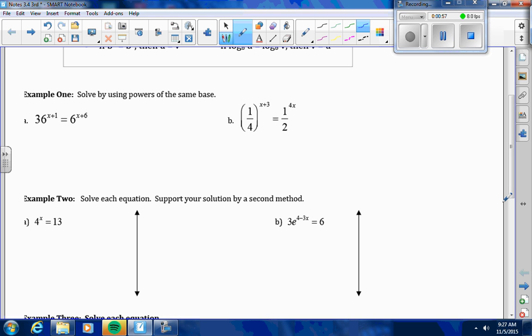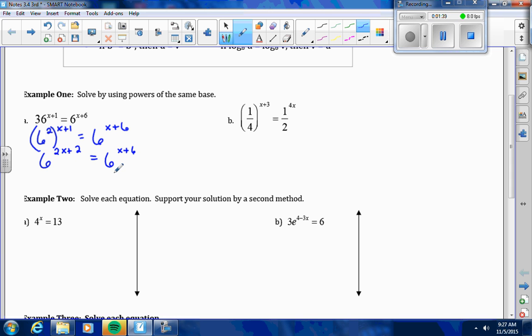Example 1. Solve by using powers of the same base. Have we ever already solved equations with the same base? Yes. So which one am I changing? 36. How can I change it? All right, so that's 6 squared to the x plus 1 equals 6 raised to the x plus 6. Now on the 6 squared to the x plus 1, you have a power to a power. So what do we do with the powers? Multiply them. So that's 6 to the 2x plus 2 equals 6 to the x plus 6.